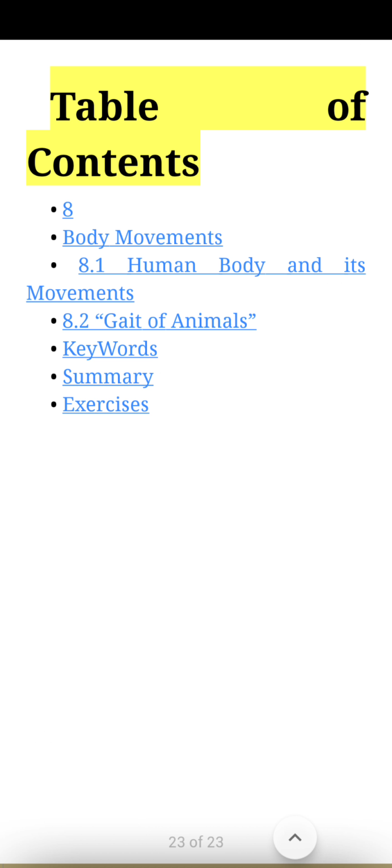Table of contents. Body movements. 8.1 Human body and its movements. 8.2 Gait of animals. Keywords. Summary. Exercises.